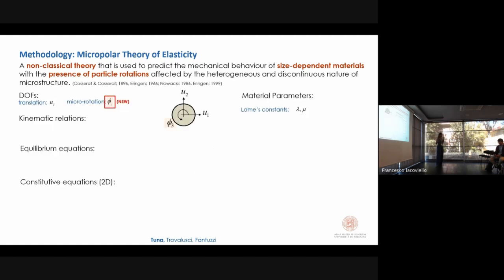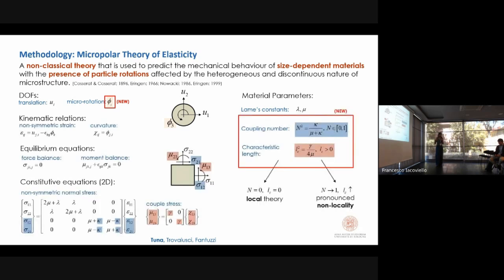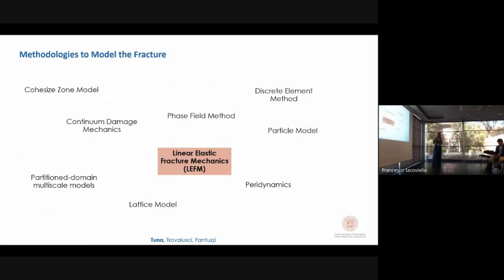Micropolar theory has a new degree of freedom, which is microrotation. Of course, it changes the field equations, but also here we have 2 new material parameters, besides the classical constants that we know from Cauchy continuum. These are the coupling number and the characteristic length. By changing the value of these parameters, we can either amplify the non-locality of the system, or we can make the continuum approach the classical one.